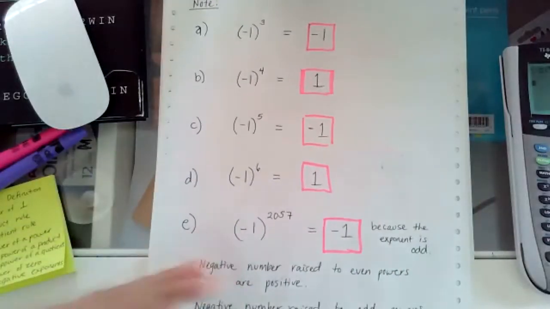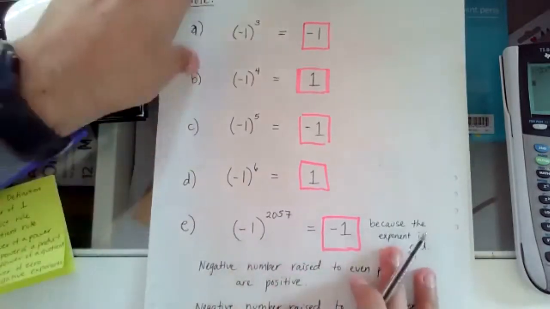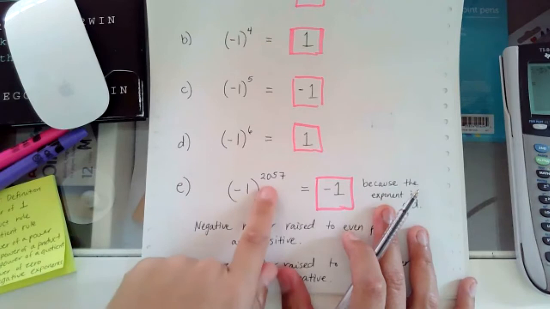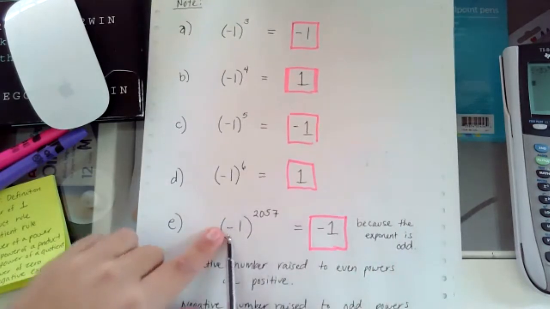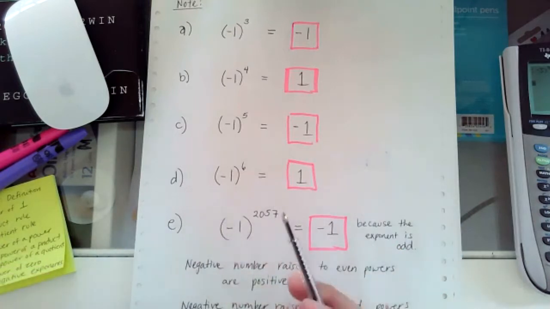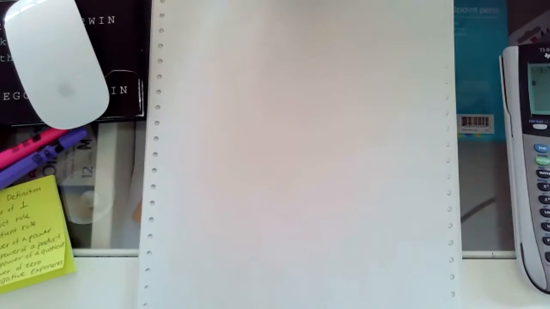And again, this note is just like a property that we discovered, we stumbled upon, that it tends to be really useful if you just remember it, as opposed to actually multiplying a number 2057 times and trying to figure out what the sign is supposed to be. Like if this was a -3 raised to this power, I wouldn't know what the value is, but I know that the sign of it would be negative. Okay, so let's do some more examples.